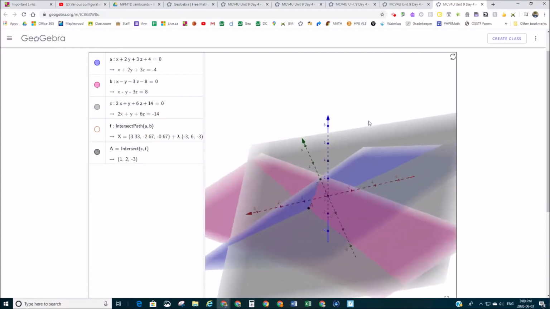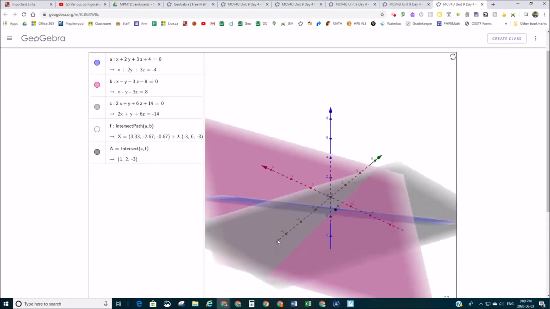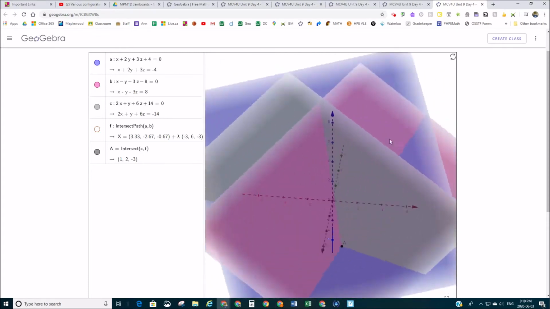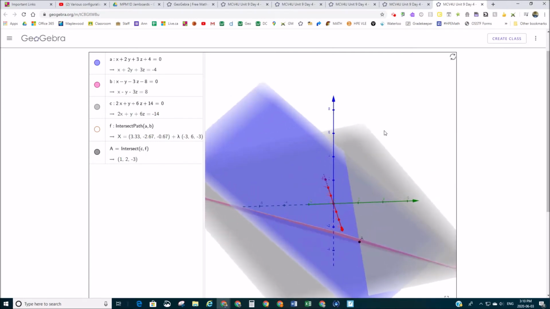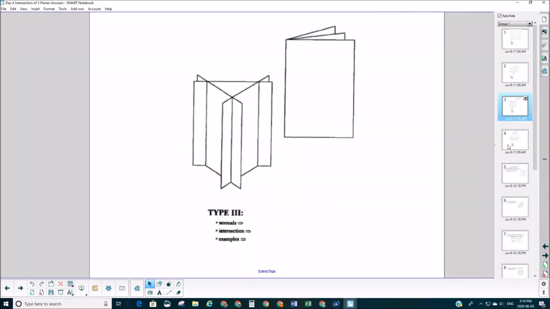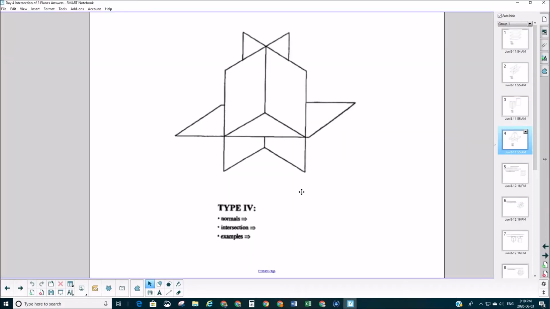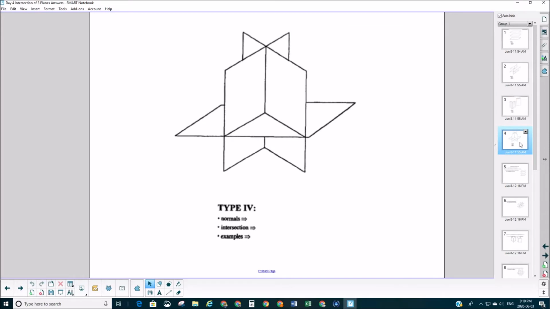They look very different than the other ones we have. They're not parallel, and they're not situated the same way as in type 3, and they intersect at this point. Let's go back to our notes here. You can see this is also another way to visualize that they intersect at a point. Now, we're going to need to talk about the difference between type 3 and type 4 so that we can know if we have this type of intersection or this type of intersection.